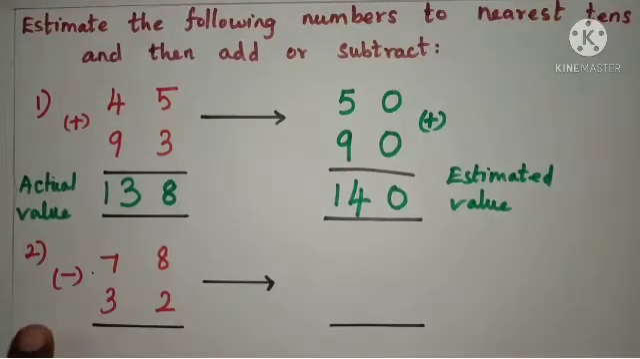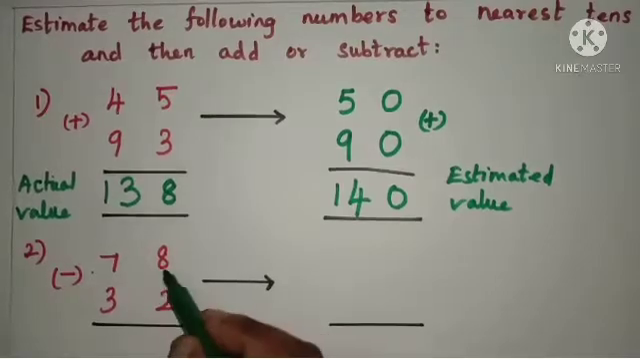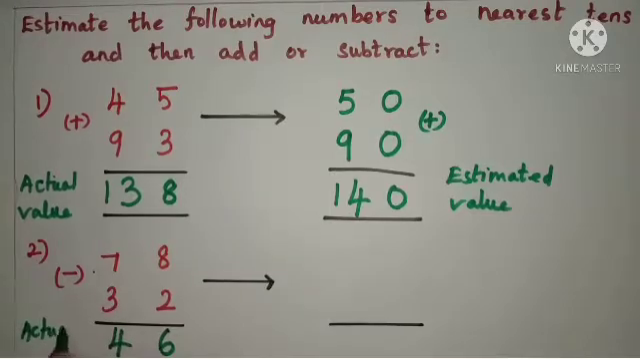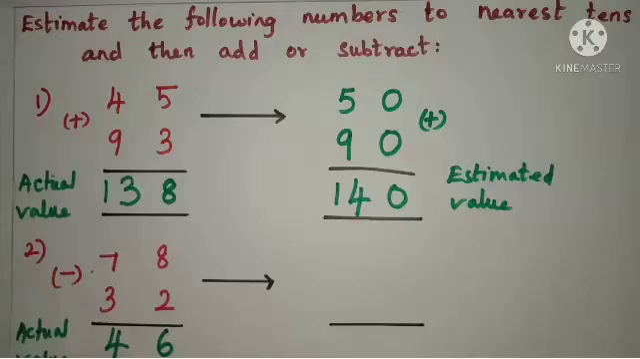And now children, let us do the estimate the difference problem. Here, 78 minus 32. First, to find the actual value, let us do the standard, usual method. 8 minus 2 is 6, 7 minus 3 is 4. So 46 is the actual value. Now let us find the estimated value.